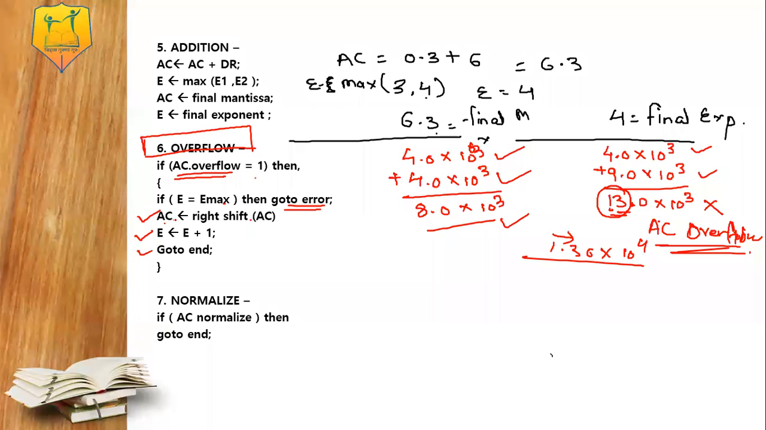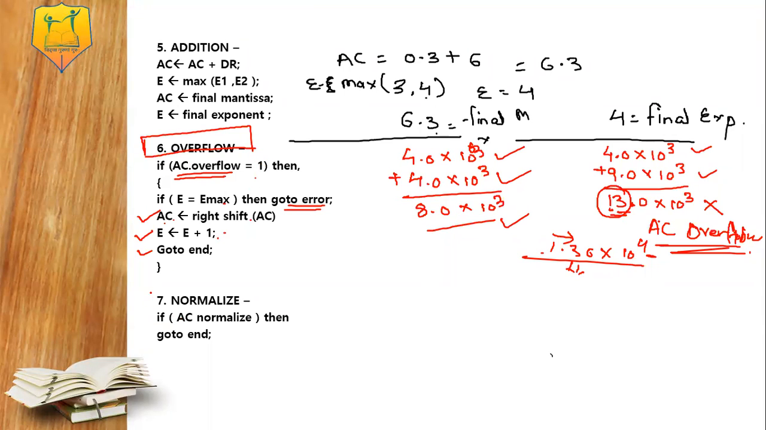So means what? Aapko AC right shift karna hai, then E becomes your E plus 1. So 3 is equal to 3 plus 1, that becomes 4. So understood? Hope you understand this. Okay, so 10 raised to 3 becomes 10 raised to 4. Okay. Then go to end. Then this is my end of the process. Okay. Then this is my final answer. So that is called overflow.